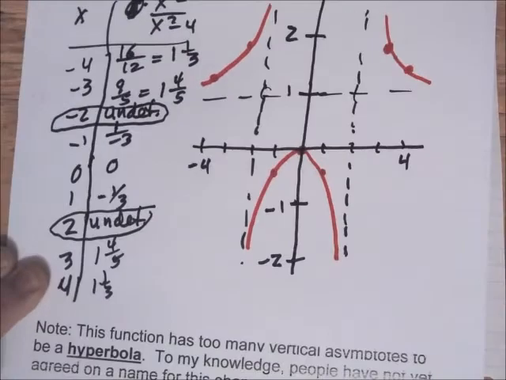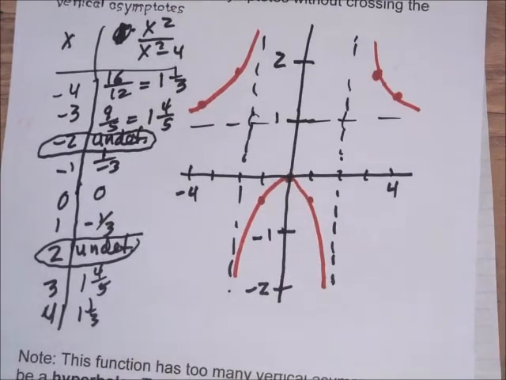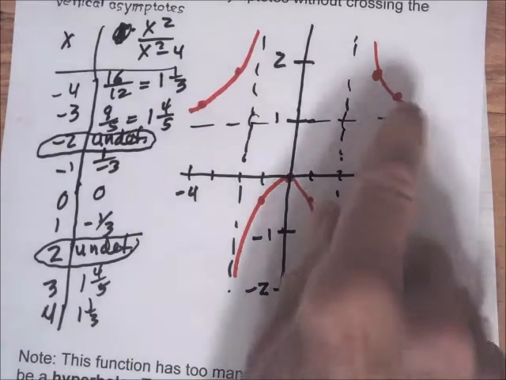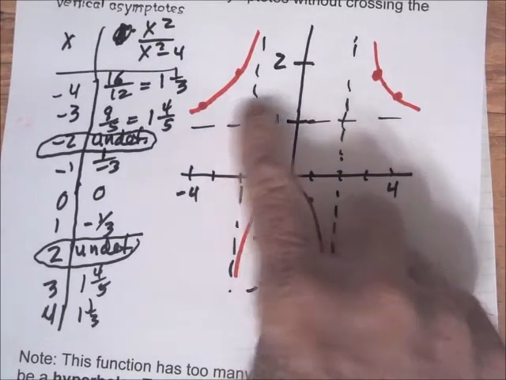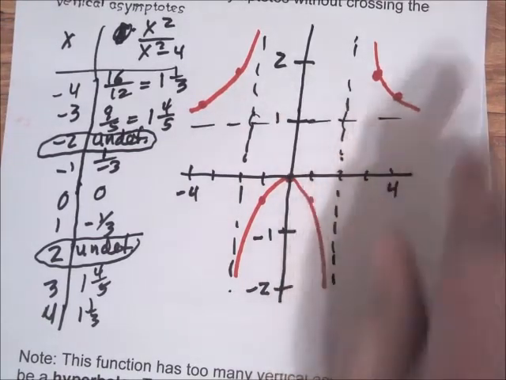Okay, so that's not a hyperbola. As far as I know, there's no generally agreed upon name for this particular shape, but it's not a hyperbola. And again, this sort of illustrates limits. As x goes to infinity or negative infinity, the graph gets closer and closer to 1.